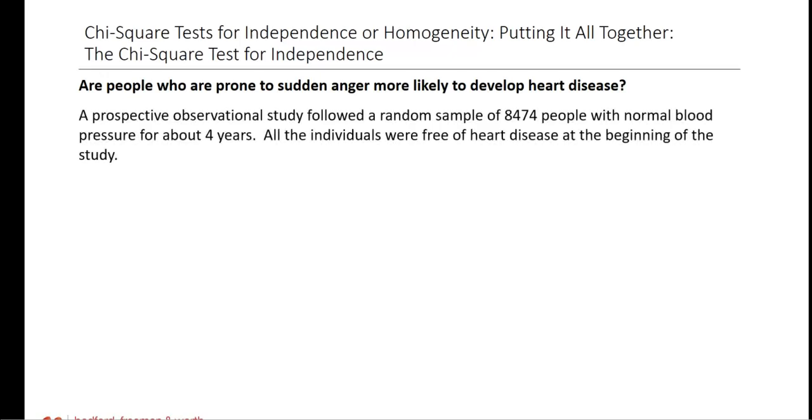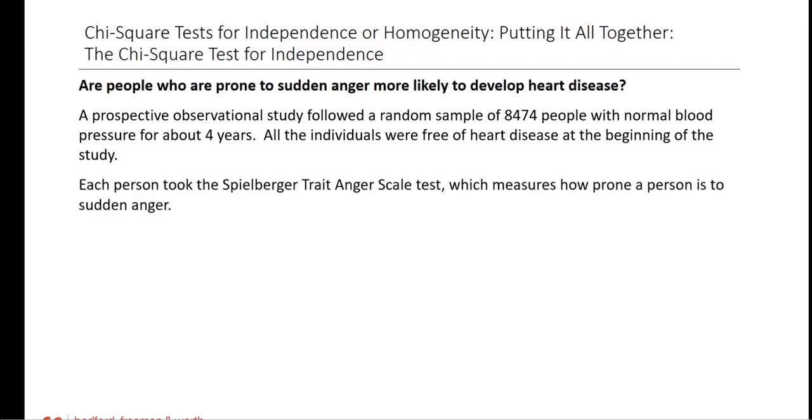There's one more example for this section. Are people who are prone to sudden anger more likely to develop heart disease? My first guess is, yeah, maybe. If you're kind of prone to anger.